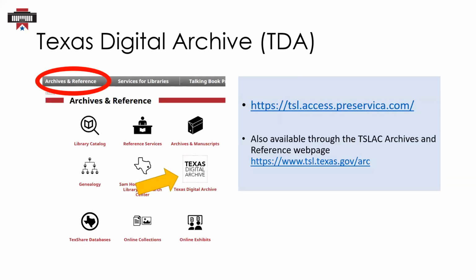Some Texas documents are available to view and download through the Texas Digital Archive, or TDA. The TDA is a database that includes digitized original documents and items initially created in a digital format. You can access the TDA by going directly to the URL or through the Archives and Reference page on our website. The TDA will hold recent publications that were created and distributed electronically.